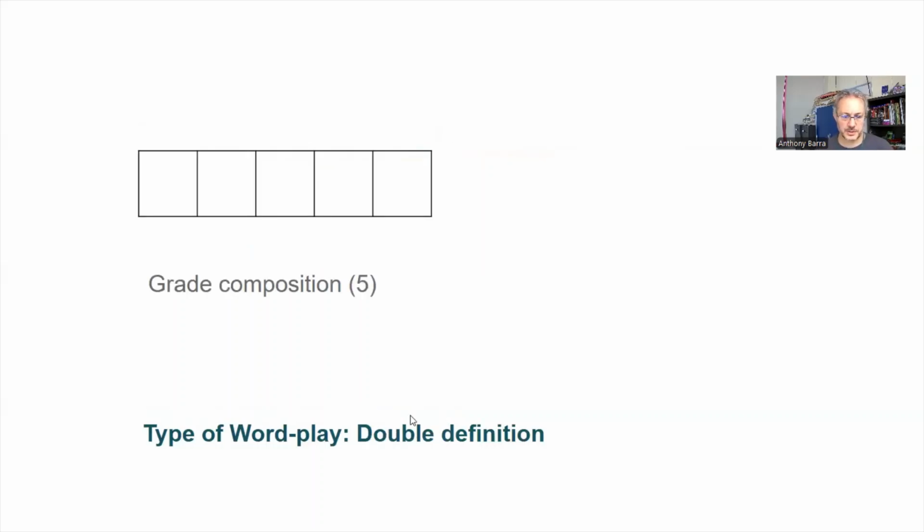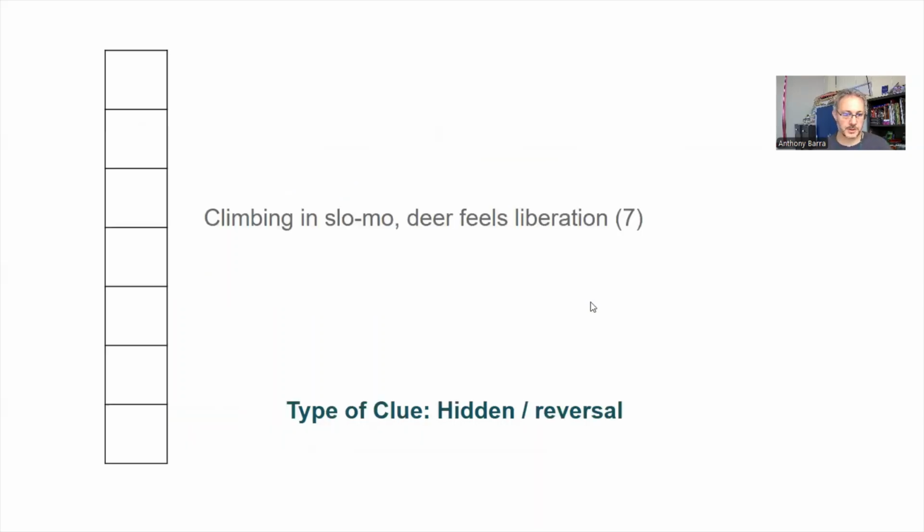Grade composition. So here's a new type of clue called a double definition. And in this case, both words or both parts are synonyms or definitions for the word in question. So if you grade something, you are scoring it. And another word for composition in a film is the score. That's a double definition.